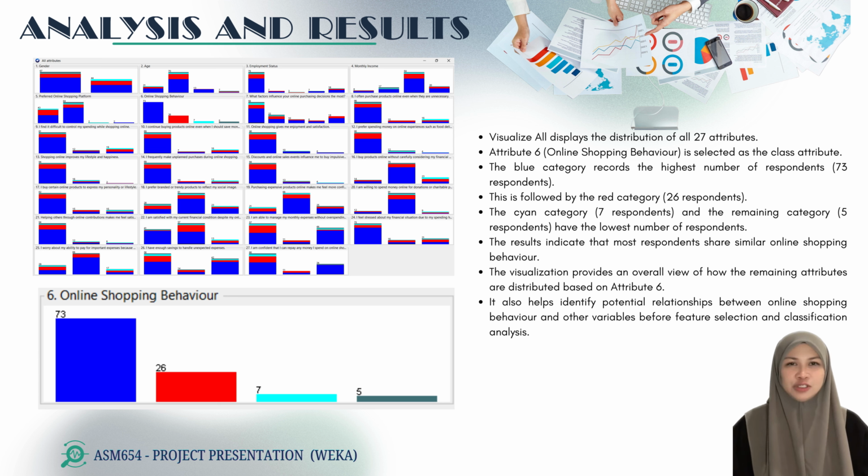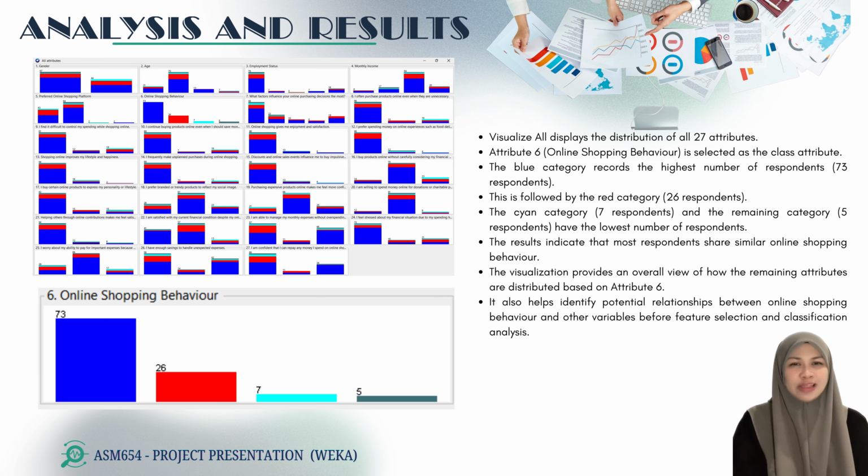This visualization shows the distribution of all 27 attributes in our dataset. We selected attribute 6, which represents online shopping behavior, as the class attribute. Based on the graph, the blue category recorded the highest number of respondents with 73 people. This is followed by the red category with 26 respondents, while the cyan and grey categories recorded only 7 and 5 respondents respectively. This result indicates that most respondents share similar online shopping behavior.